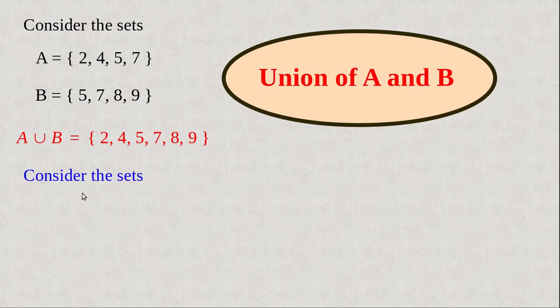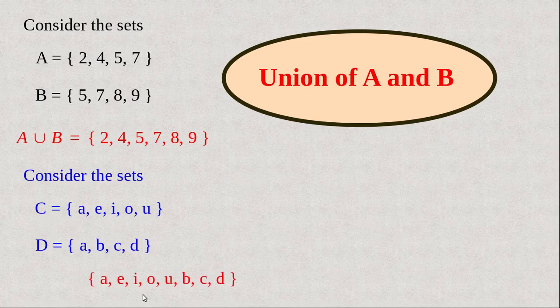Consider another example. C is equal to the set {a, e, i, o, u} and D is equal to the set {a, b, c, d}. Then what will be C ∪ D? The set of all elements which are either in C or in D or in both. For that, first we have to write all the elements in C: a, e, i, o, u. Then the elements in D: a, b, c, d. But no need to write a twice. Then C ∪ D is {a, e, i, o, u, b, c, d}. The symbol is like this, C ∪ D.